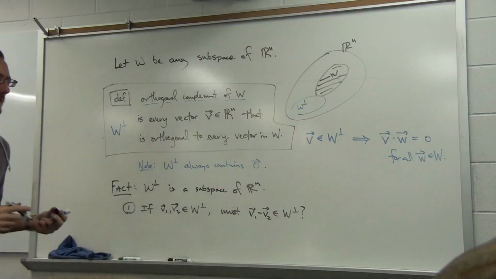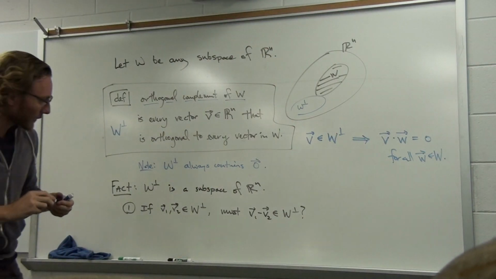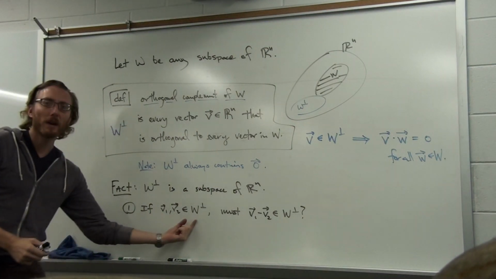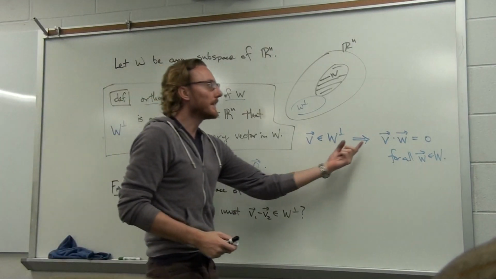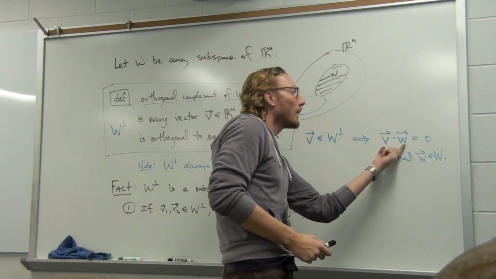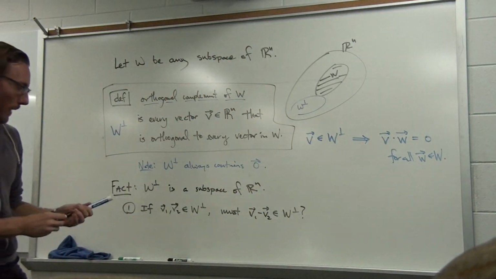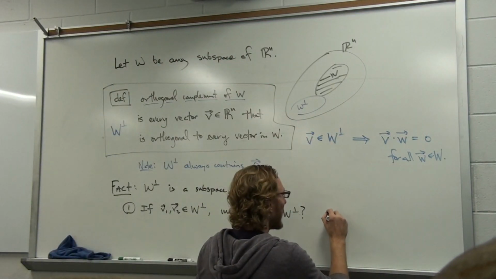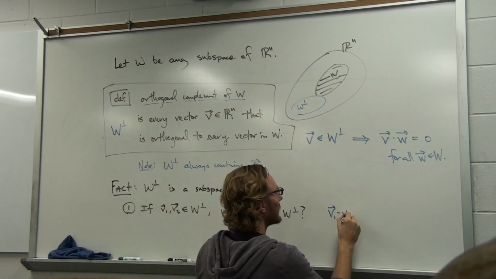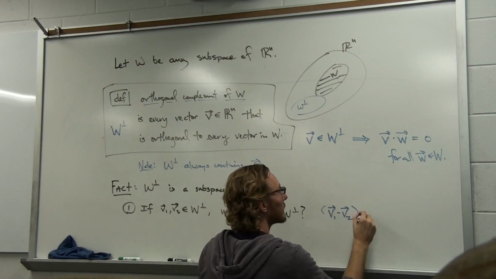I claim we are. Because you see, first off, if these 2 vectors were in our orthogonal complement, these 2 vectors would dot with every vector in W to be 0. Well, in particular then, take V1 minus V2 and dot it with W.